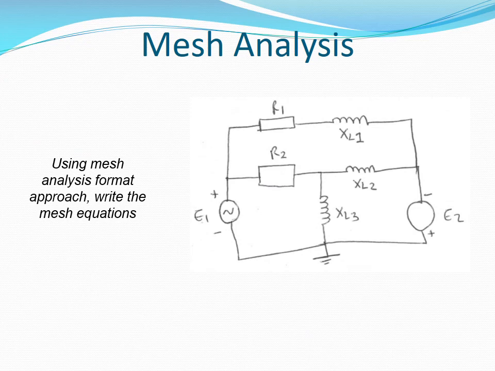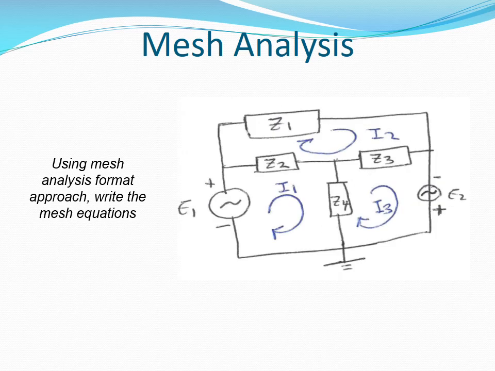Another example, we want to use the mesh analysis format approach to write the mesh equations. We are not given values of components in the network. Therefore, we represent the impedances of the respective branches in the network as Z1, Z2, Z3, and Z4. The simpler network appears as shown. We can identify three loops. We assign them the respective loop currents I1, I2, and I3.